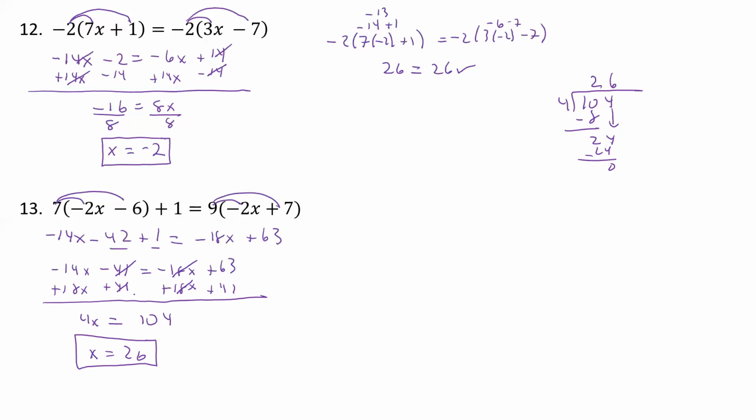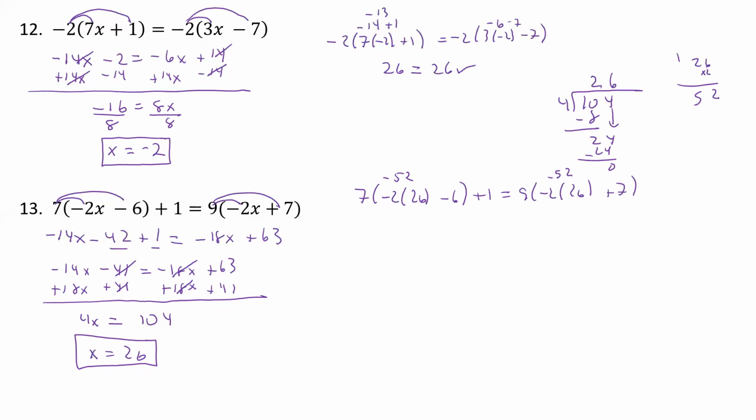Okay. Now, guess what? There's some big numbers here we're going to have to multiply. So we have a 7 times minus 2 times 26 minus 6 plus 1 equals 9 times negative 2 times 26 plus 7. All right, so both of them, it looks like we have to take 26 times 2. Well, 2 times 6 is 12, carry 1. 2 times 2 is 4, and 1 is 52. So that's going to be a negative 52 here and negative 52 here.